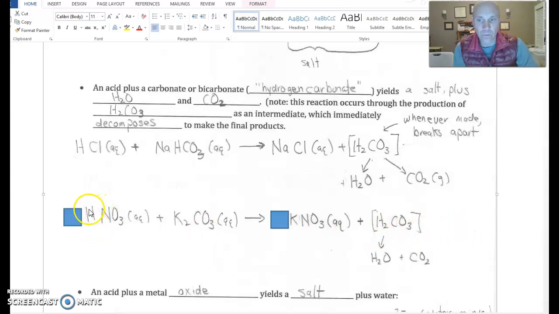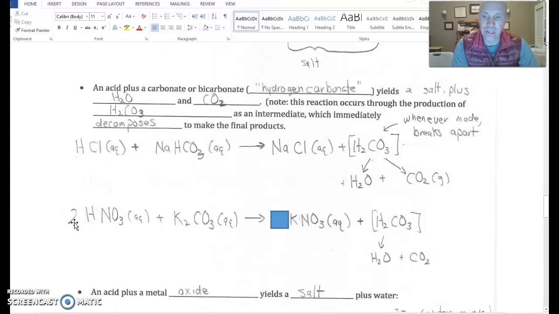Well, each of these only has one H plus. So in order to make H2CO3, we're going to need two of those. When those react, it makes one of these right here, and again, that immediately breaks apart to make water and carbon dioxide. And then your salt's just going to be whatever's left over.